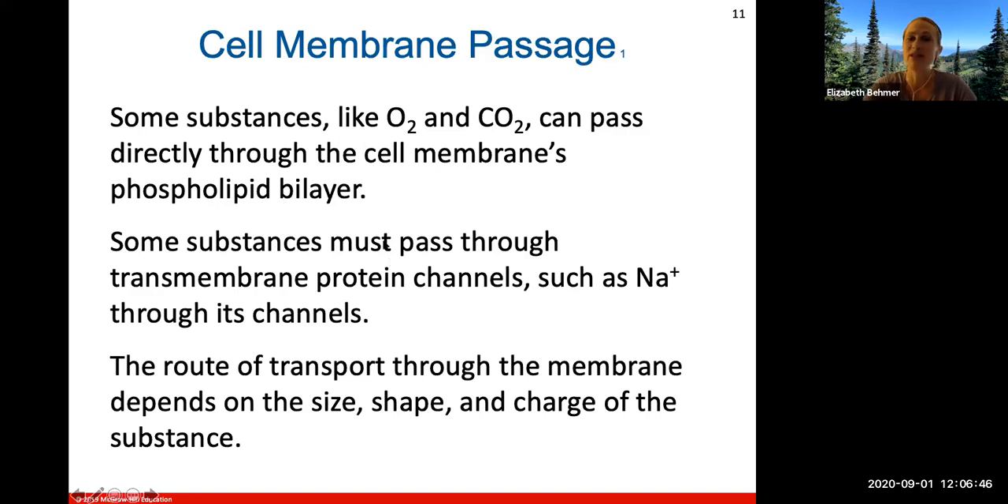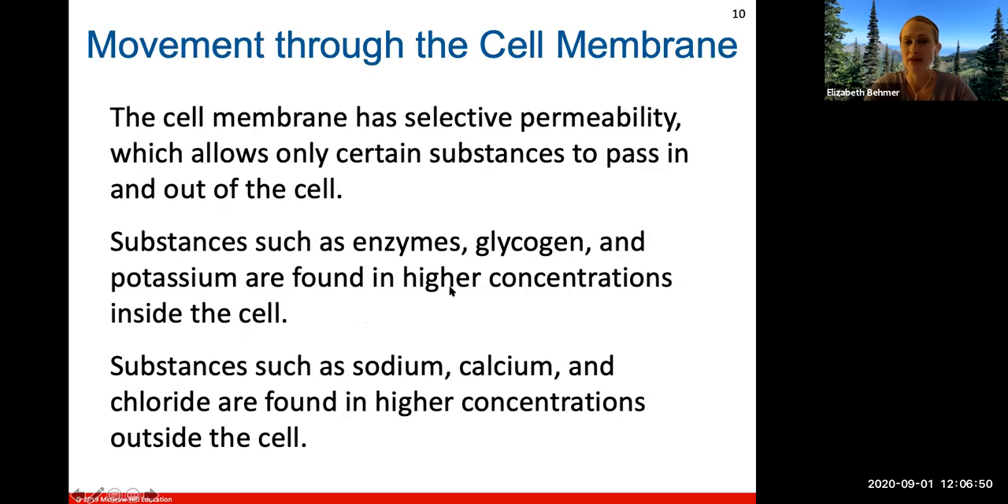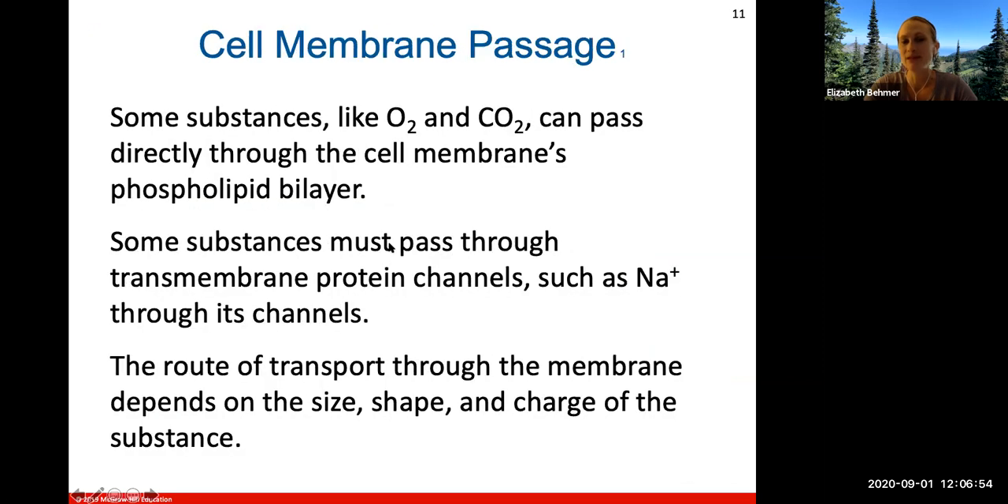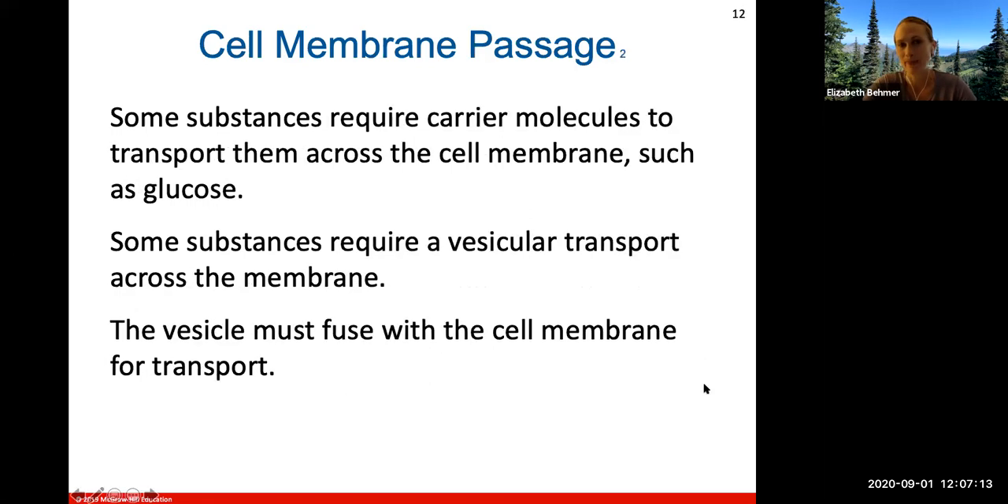Some substances must pass through what we call protein channels, and this is a look at a protein channel. And some substances will pass through those channels, such as sodium. And the route or way of transport through the membrane will depend on the size, shape, and the charge of the substance. So if things are too large or if they have a charge, they might not be able to pass through. And depending on their shape, they might not be able to get through.